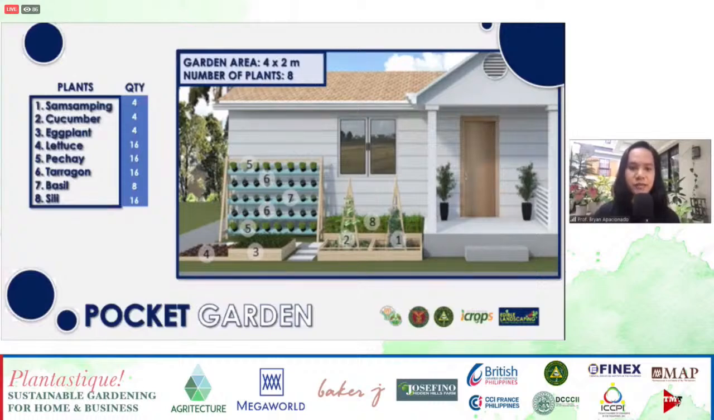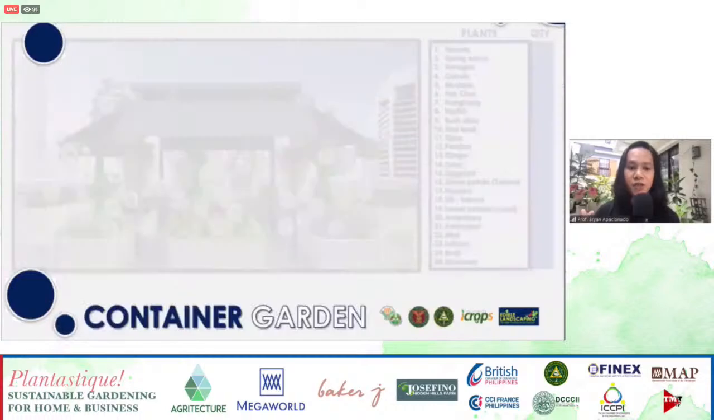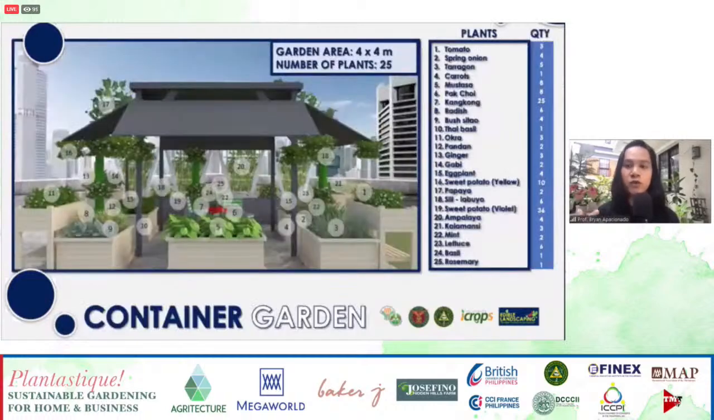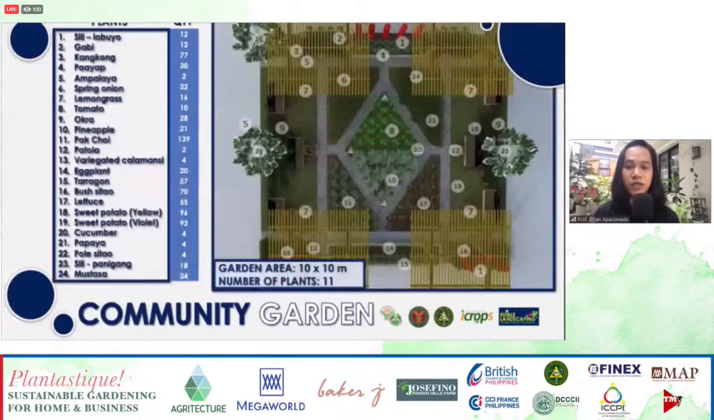And then another design, we have here a container garden or a rooftop setting, which uses a 4 by 4 meter area. For larger areas, you can adopt this design, which already uses 25 species of plants in different planting containers. And then the last design from our kit is the community garden for much larger spaces.